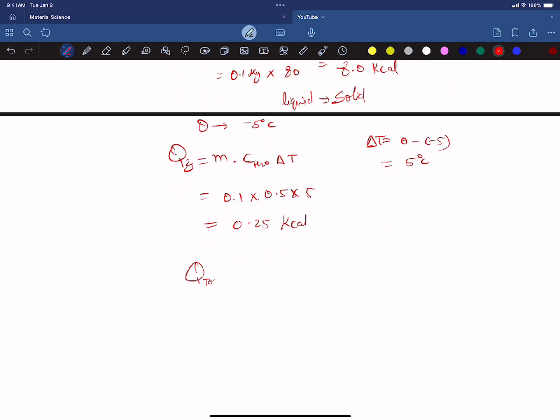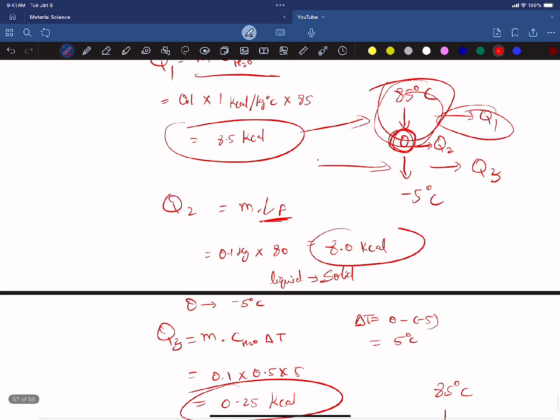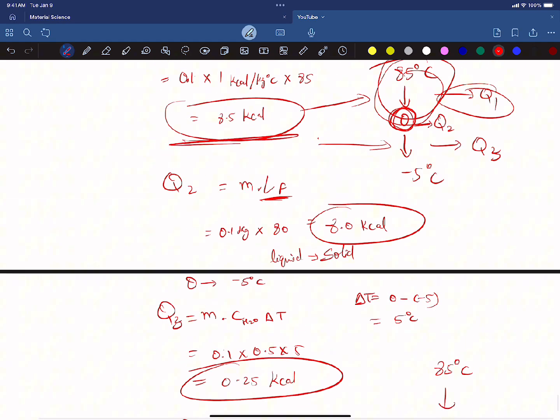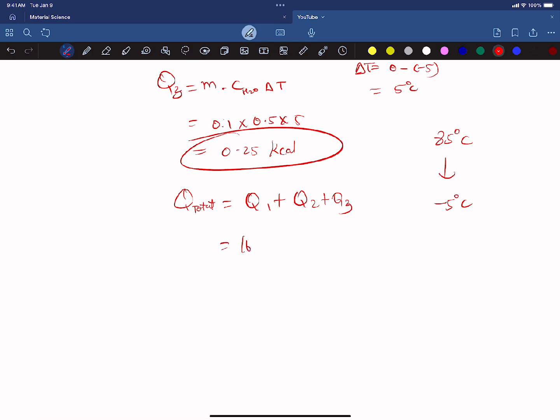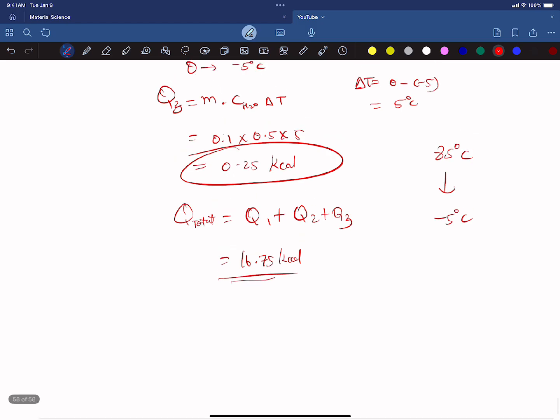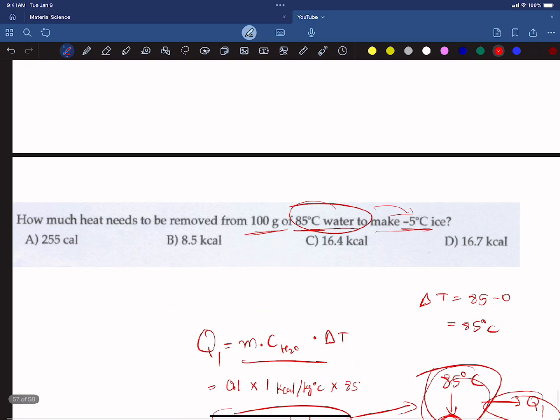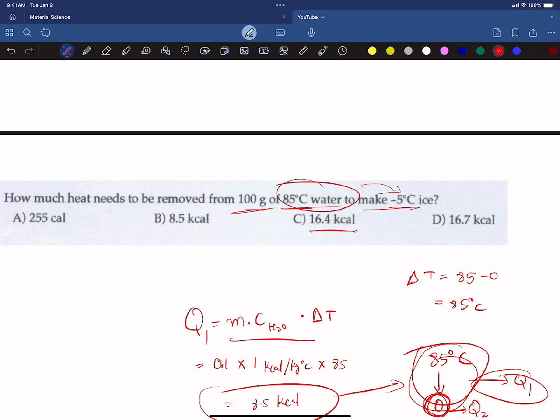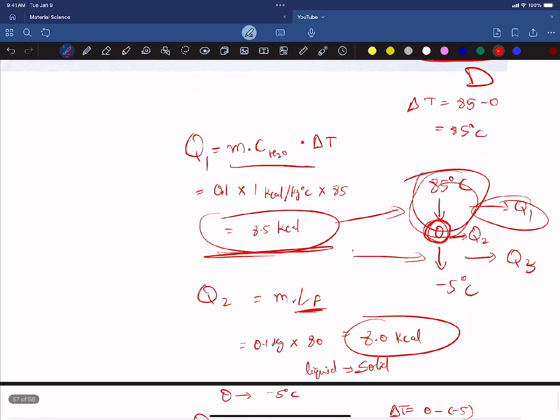Now total energy required to convert water from 85 degrees Celsius to -5 degrees Celsius, you need to add Q1 plus Q2 plus Q3. Now you add all the Q1, Q2 and Q3, then you will get 16.75 kilojoule. So that's our answer, 16.75. D is the answer.